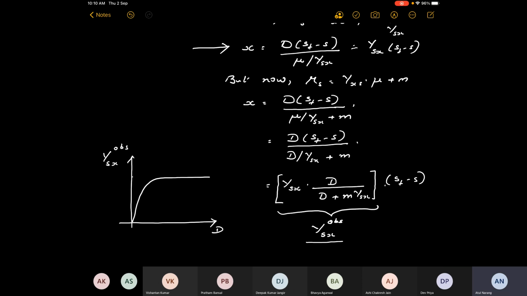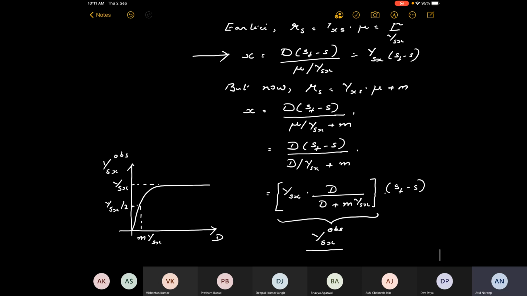And it will reach its maximum value ysx as d becomes really, really large, and it will reach half its value when d is equal to m times ysx. When that happens, the value here is ysx divided by 2. Okay? So what does this thing mean? Well, what this quantity is showing you is that physically.